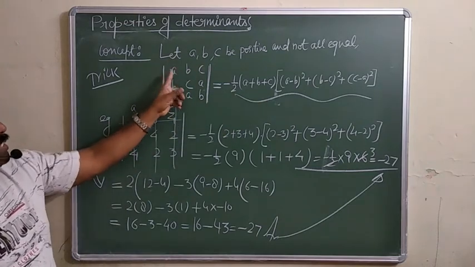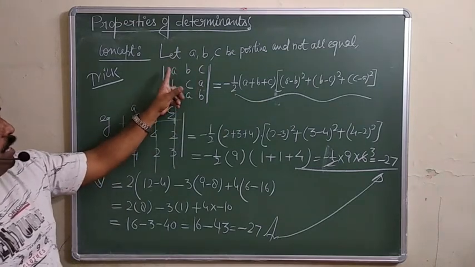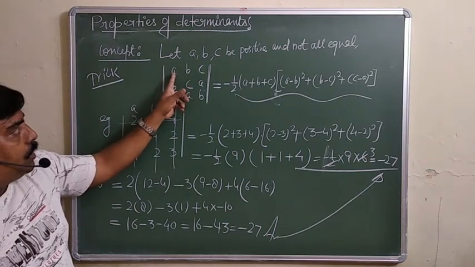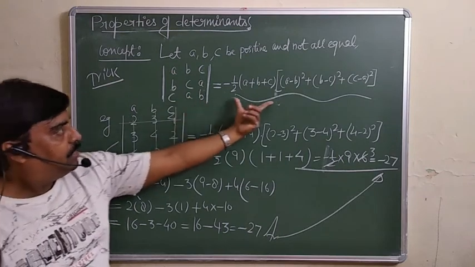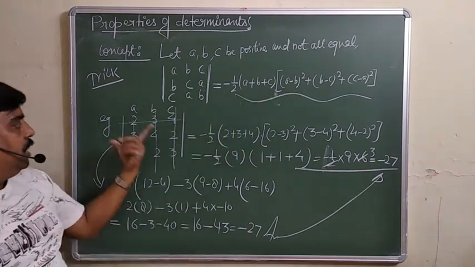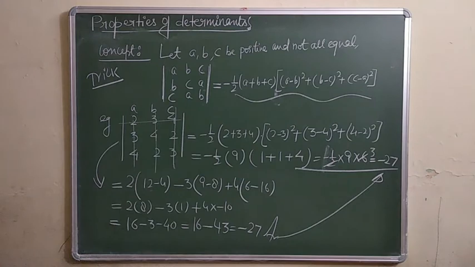But the condition is that these should all be positive and in cyclic order like A, B, C, then B, C, A, then C, A, B. Then directly by using this trick you can find the determinant. Have a look.